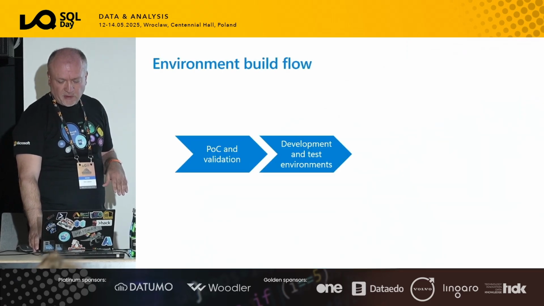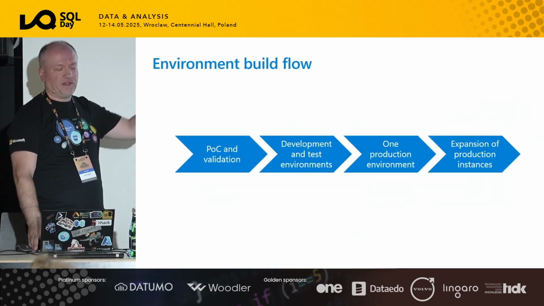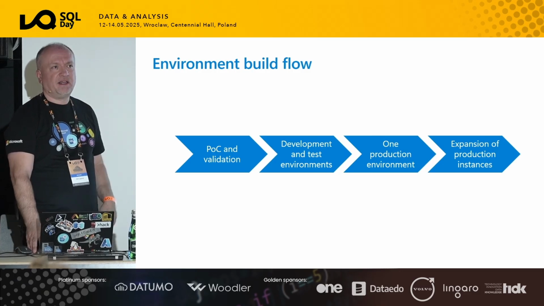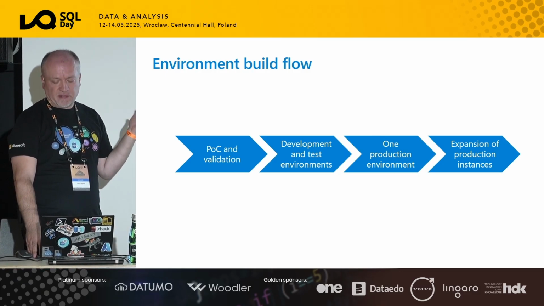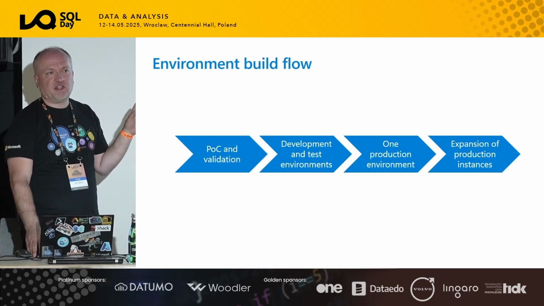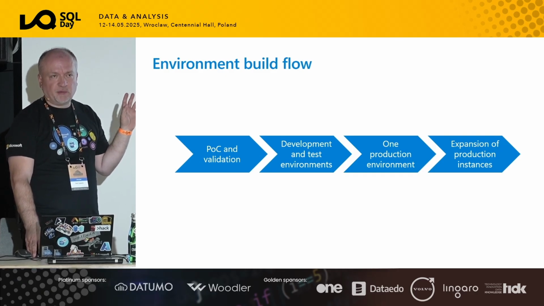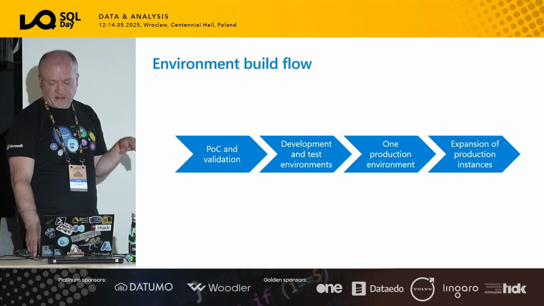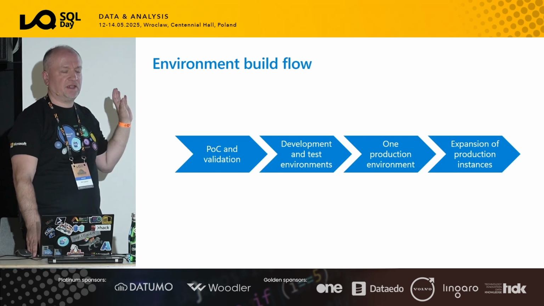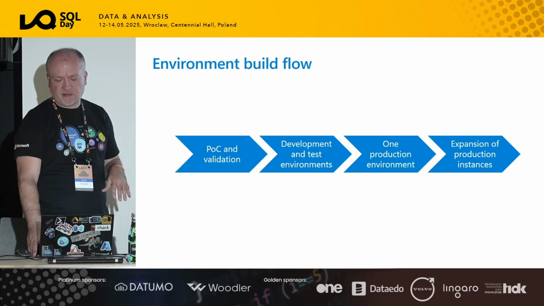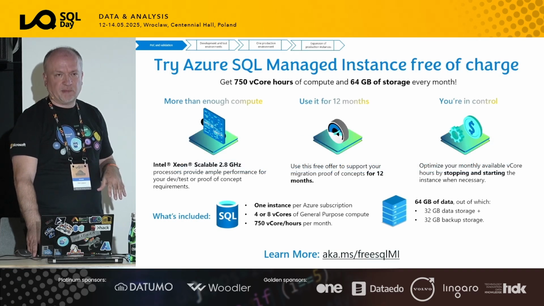So we're going to start this in a couple of sections, 4 sections. Typically when you go into managed instance, you build a proof of concept, which is POC, to validate what you're doing with managed instance. Then you typically would move into dev test environment, move to production, and then expand that production. So we're going to reflect upon these steps in what we're going to talk about.